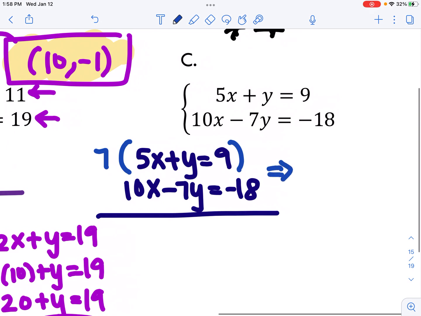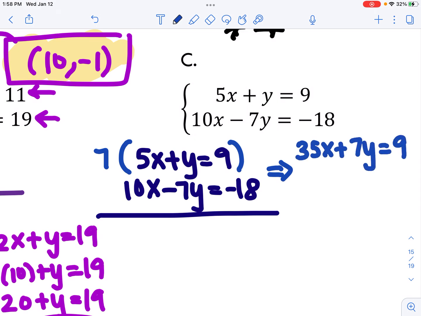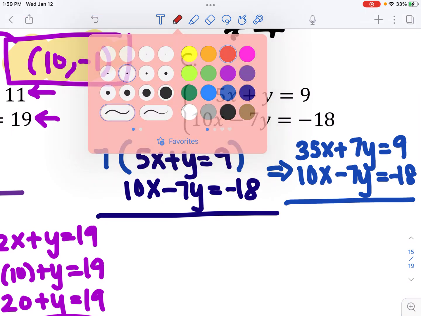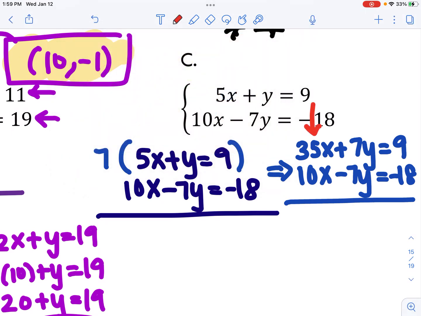So I'm going to show my work here. My first new equation is 35x plus 7y is equal to 9. The second equation is 10x minus 7y is equal to negative 18. Now I can actually take a look at this from top to bottom, and we can actually solve this out. I'm going to first look here to the left, 35x plus 10x, that gives me 45x. The positive 7y minus 7y, that does in fact cancel out.